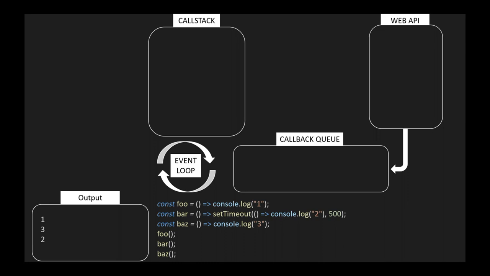2. Web APIs. These are browser APIs that are used to handle asynchronous tasks like setTimeout, promise, fetch, etc. 3. Callback queue. It's a queue that stores all the callback functions that are ready to be executed. 4. Event loop. It's a mechanism that checks the call stack and callback queue and moves the callback functions from the callback queue to the call stack when the call stack is empty.